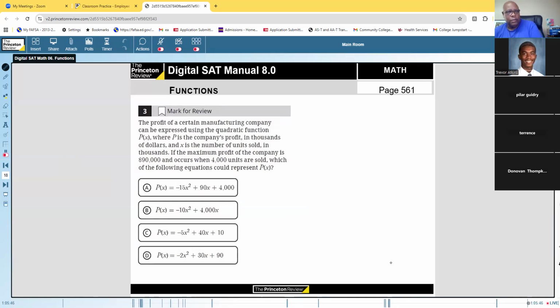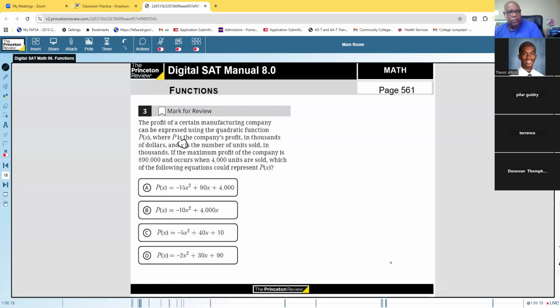So when we read the problem, I'm going to read this one. The profit of a certain company can be expressed as a quadratic function P of X, where P is the company's profit in thousands of dollars and X is the number of units sold in thousands. If the maximum profit is 90,000 and occurs when 4,000 are sold, which of the following could represent P of X? So first of all, make sure they're all quadratics, and they are. Sometimes you can eliminate that way, right?